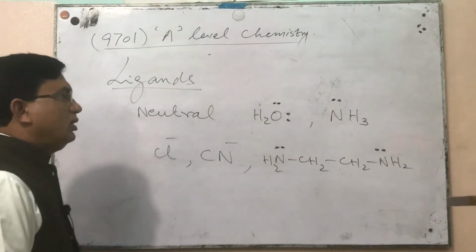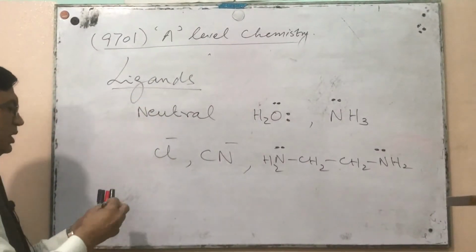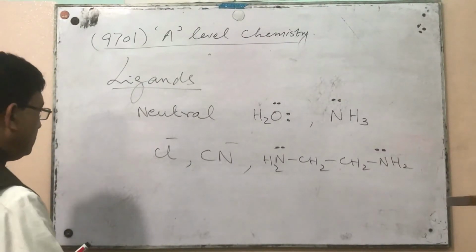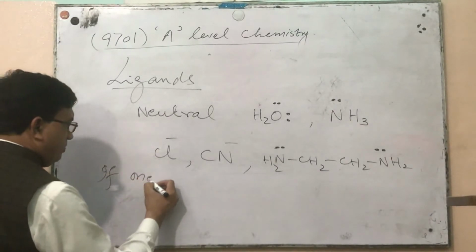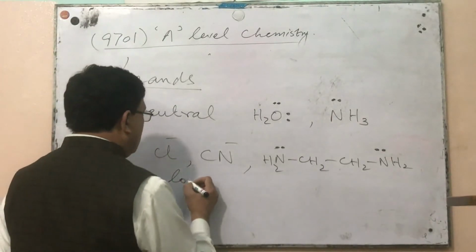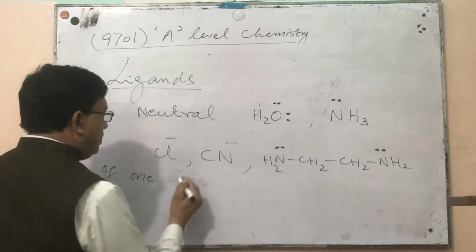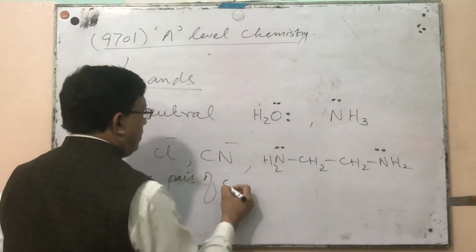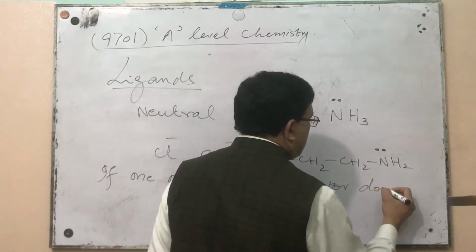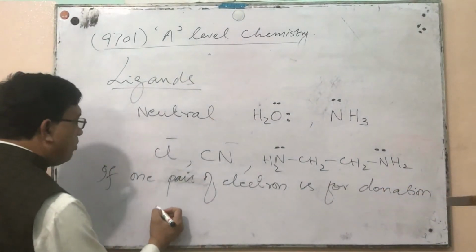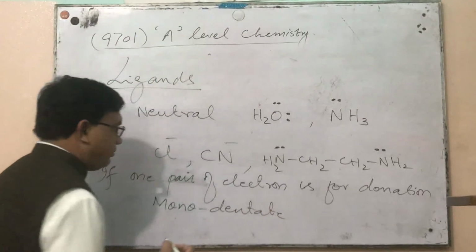Depending upon the number of lone pairs of electrons, the ligands are of many types. For example, if one lone pair is present, if one pair of electrons is available for donation, then this will be called a monodentate ligand.